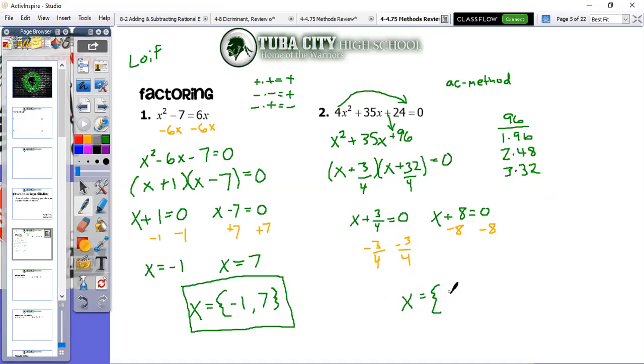Our first solution here is going to be, well, if I want to put them in numerical order, I'm going to put -8 first, and then -3/4. And again, this is not a really good solution for working with these kind of problems. If I looked at that, I would have gone straight for the quadratic formula. But that's me. Some of these you can use more than one type of method for. Others will require other types of methods.